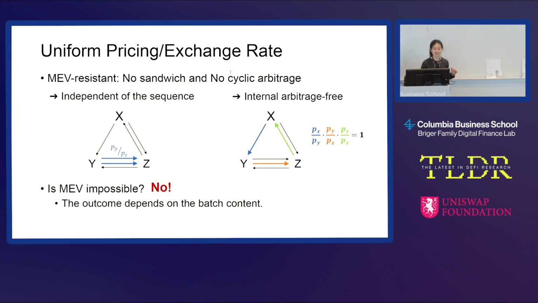So given this, we want to ask the question: is this the end of the story? Does batch auction totally solve the MEV problem? And actually, as I show here, our answer is no. The point is the execution outcome of the batch depends on the transactions in the batch. So intuitively, if we have the power to manipulate the batch content to change the transactions in the batch, the outcome will be different. And in this process, maybe we can make some profit, right?